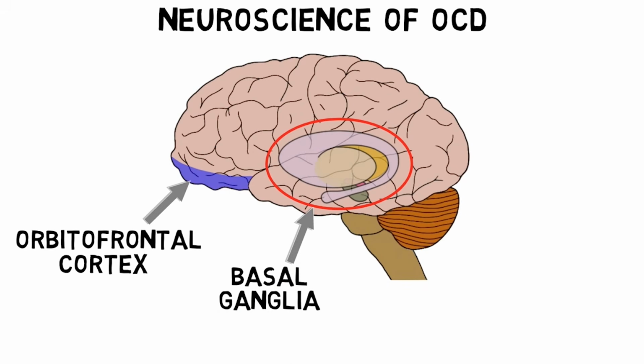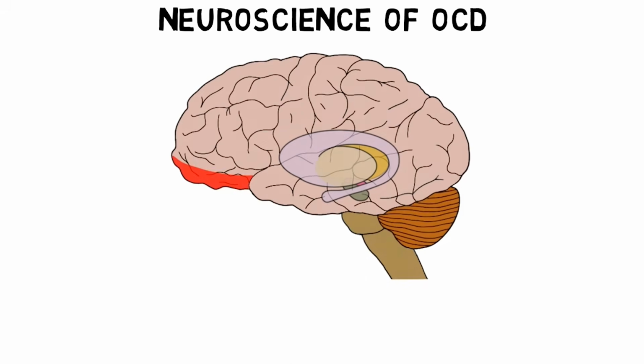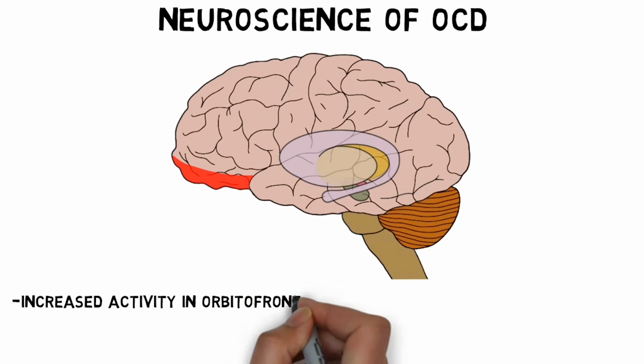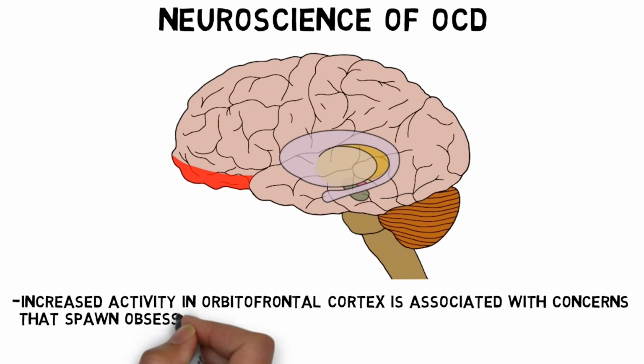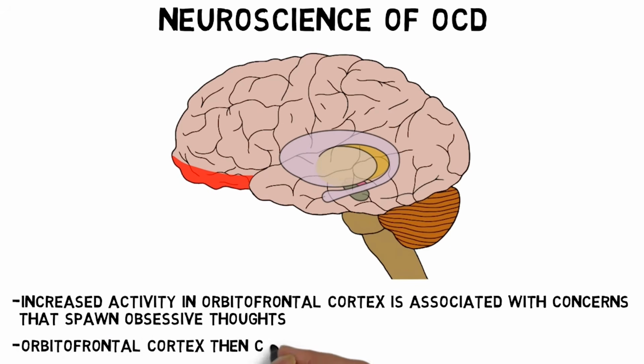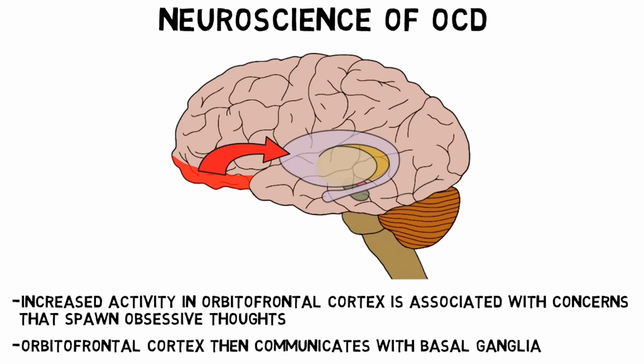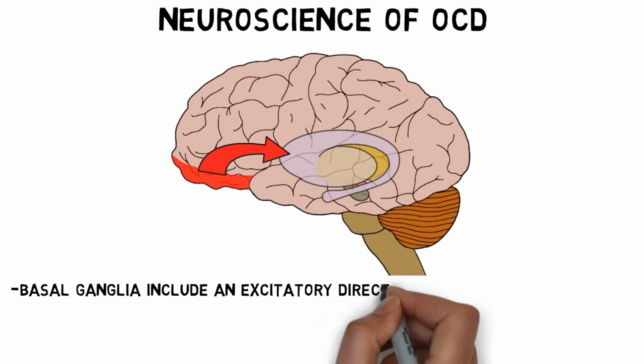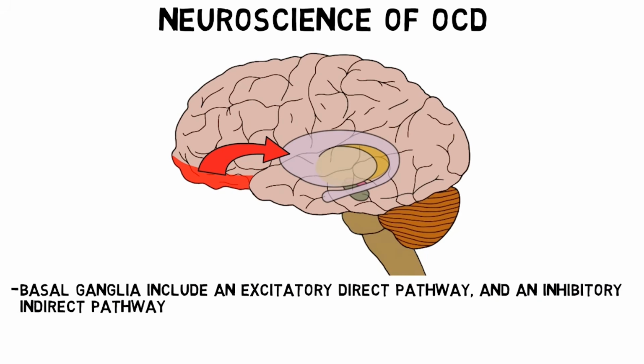According to this perspective, increased activity in the orbitofrontal cortex is associated with a heightened focus on concerns that spawn obsessive thoughts. When the orbitofrontal cortex is activated in response to something the brain perceives as a danger or concern, it communicates with the basal ganglia. A simplified version of basal ganglia circuitry suggests it consists of 2 opposing pathways: an excitatory pathway called the direct pathway, and an inhibitory pathway called the indirect pathway.